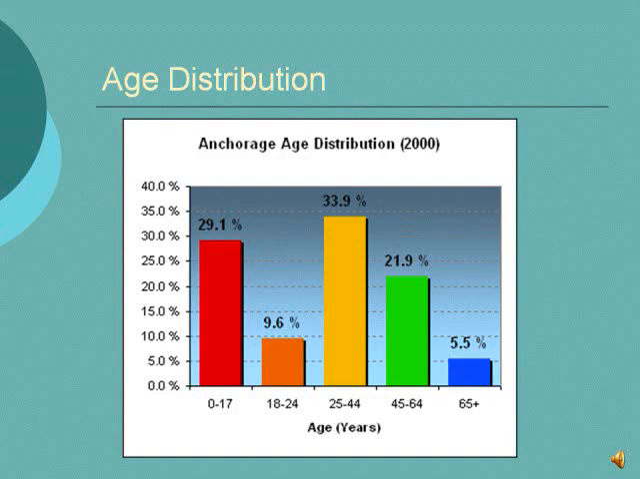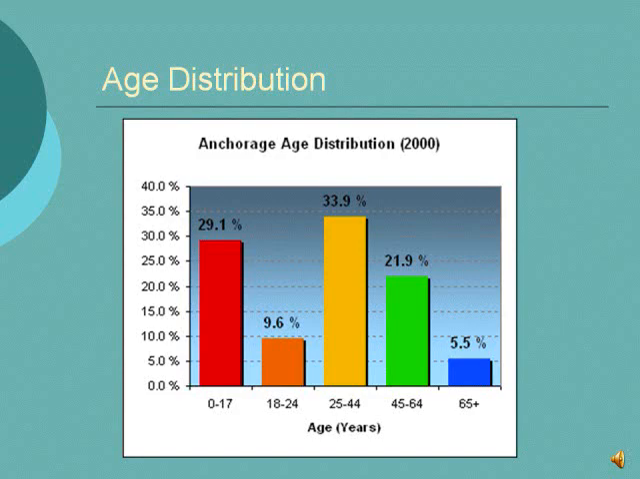Age distribution. This is an age distribution from Anchorage, Alaska. You can see the top percentage of population is in that yellow bracket with the 25 to 44 years. The next one is going to be 29.1% with the 0 to 17 population. Now, the other ones seem quite low, but let me explain. In that 25 to 44 age range, that is the prime childbearing years. That is when the majority of people are going to have their children. It's between the ages of 25 and 44.